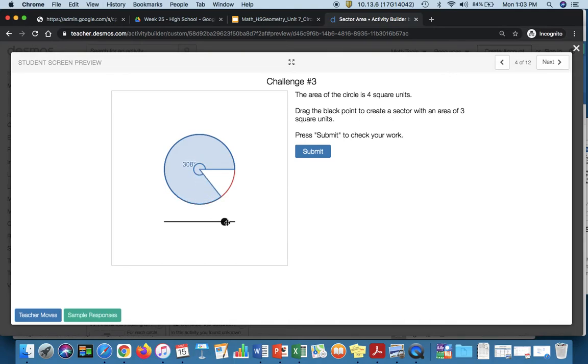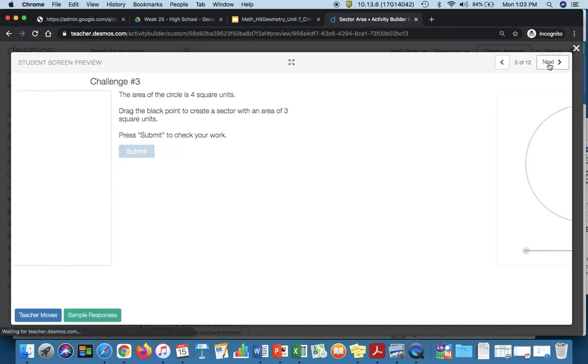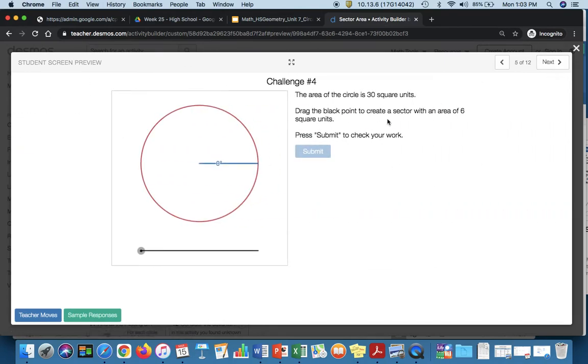And if I'm at 4, again, I'm purposely going to put that to show the feedback that it's going to give, right? So it's going to tell me my sector is too large by 14%. And there's one more sample here where it says the area of the circle is 30 square units. Drag the point to create a sector with an area of 6 square units, right?